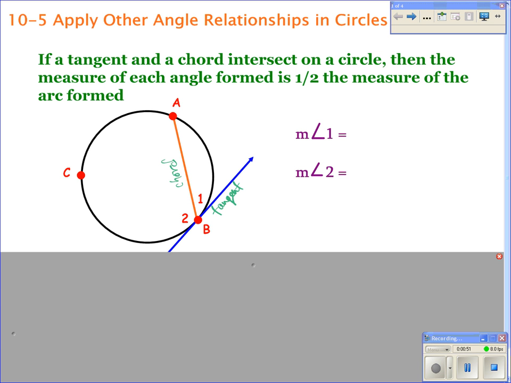So those two, the segment and the line, create two angles. We have angle 1 over here, and we have angle 2 over here. And they're equal to whatever half the arc is. So the equations that go with that: angle 1 is equal to 1/2 of the measure of the arc AB. It's open up to AB. Angle 2 would be half of the other arc, so half the measure of BCA.